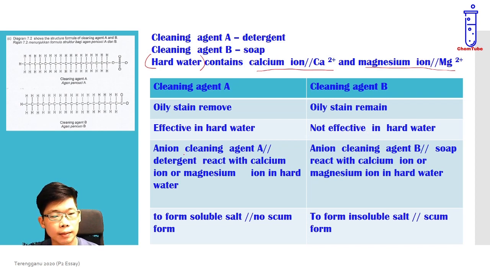Next, the explanation we can write is: cleaning agent A, the detergent, reacts with calcium ions or magnesium ions in hot water to form a soluble salt, or no scum is formed. For cleaning agent B, which is the salt, it reacts with calcium ions or magnesium ions in the hot water to form an insoluble salt, or to form the scum.